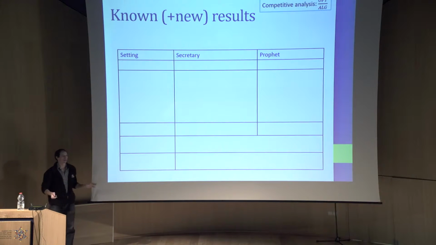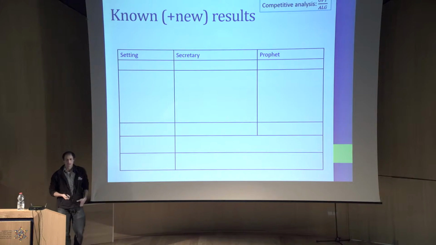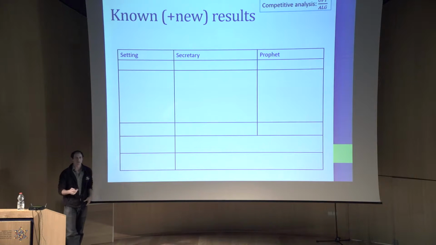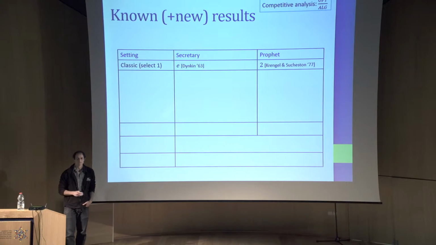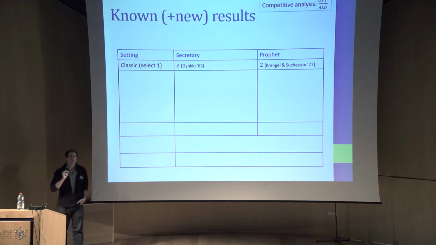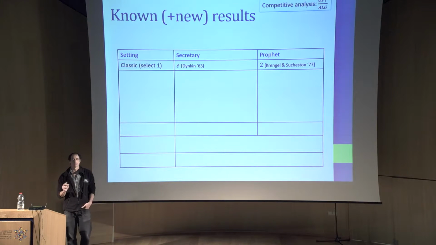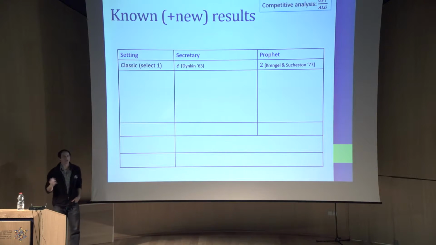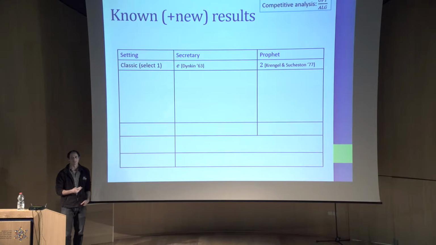And here are some of the background results that I should tell you about so you can understand the new results. So classically, if you just have one secretary or you're only allowed to pick one gamble, then there is a constant factor competitive ratio. So you're doing, up to a constant, as good as the offline algorithm with a profit.